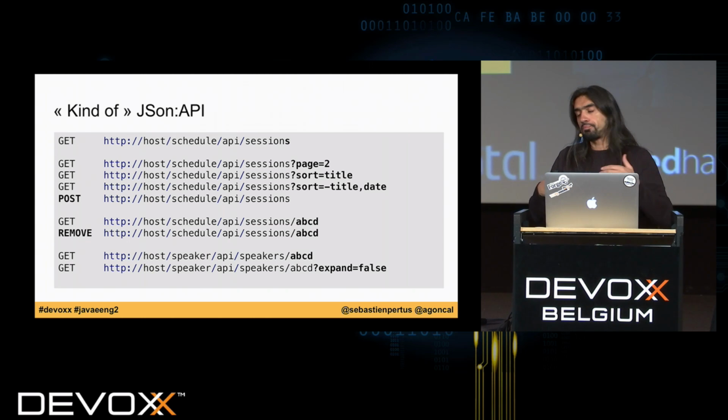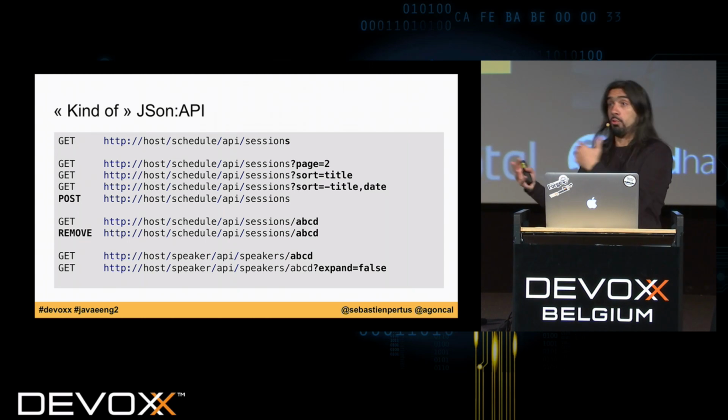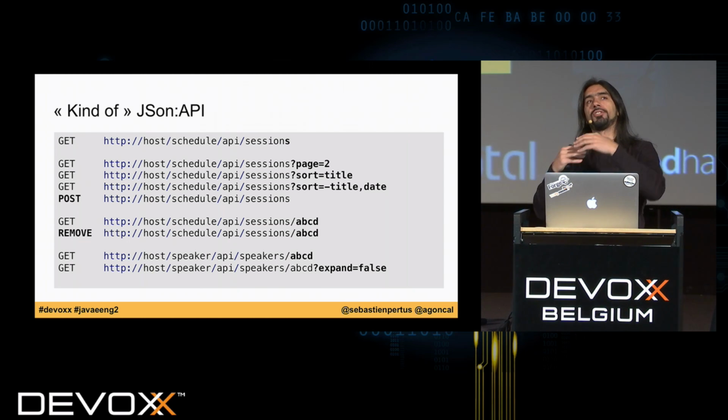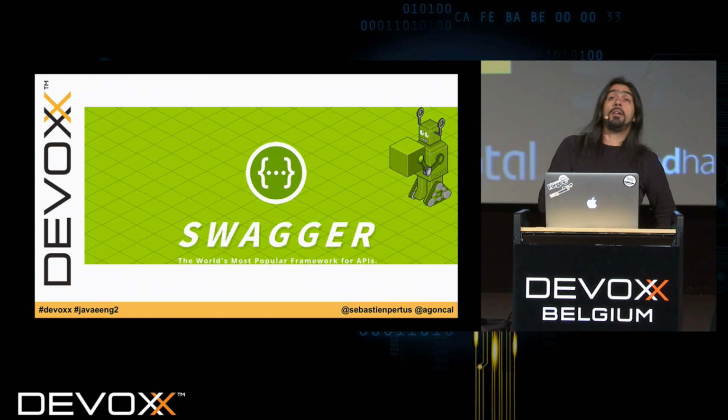So what we did is we agreed on a set of APIs that looks like that. And then I gave Sébastien a Swagger contract.